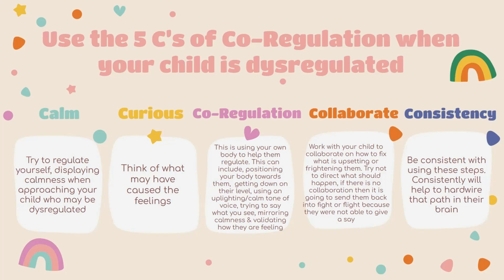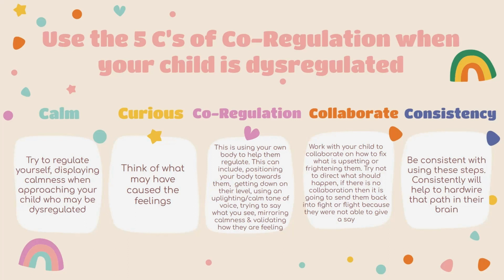Once your child is mirroring your calmness and is connected with you, then try and collaborate to fix whatever is happening. You then progress to step 4, collaboration. This is working with your child to collaborate on how to fix what is upsetting them or frightening them. However, you cannot progress to collaboration until your child is mirroring your calmness. You have to try and work with your child and not direct what should be happening. If there is no collaboration, then it is going to send them back into fight or flight because they were not able to give a say.